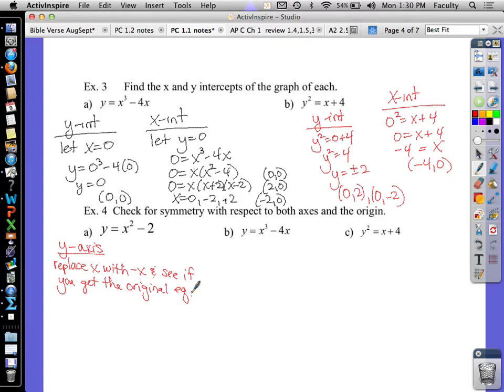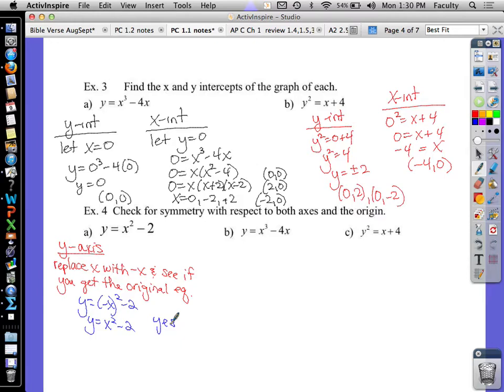So let's check it here. I'm going to replace the x with negative x, and I get y equals x squared minus 2. That is the original equation. So yes, it has y-axis symmetry, and this is actually example 2, isn't it? If you look at our graph, if we folded the graph on the y-axis, it's a reflection.